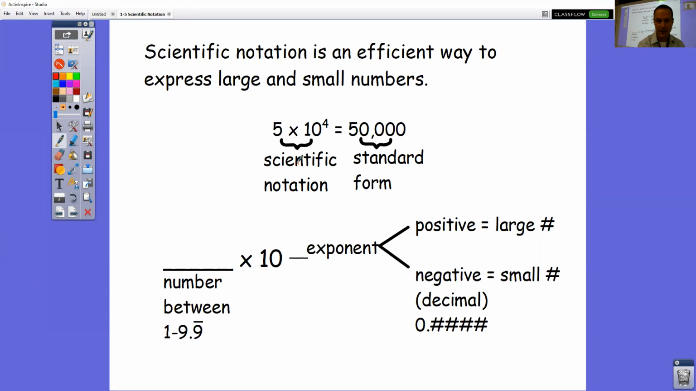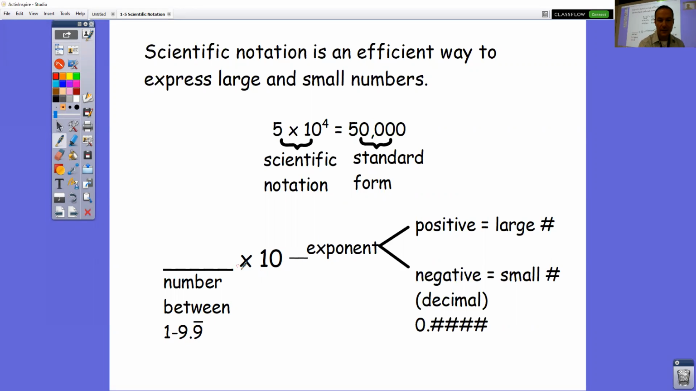You have scientific notation, which is a number times 10 to an exponent, to a power, and then standard form, which is just a regular number. What you're going to be doing today is converting back and forth between scientific notation and standard form.